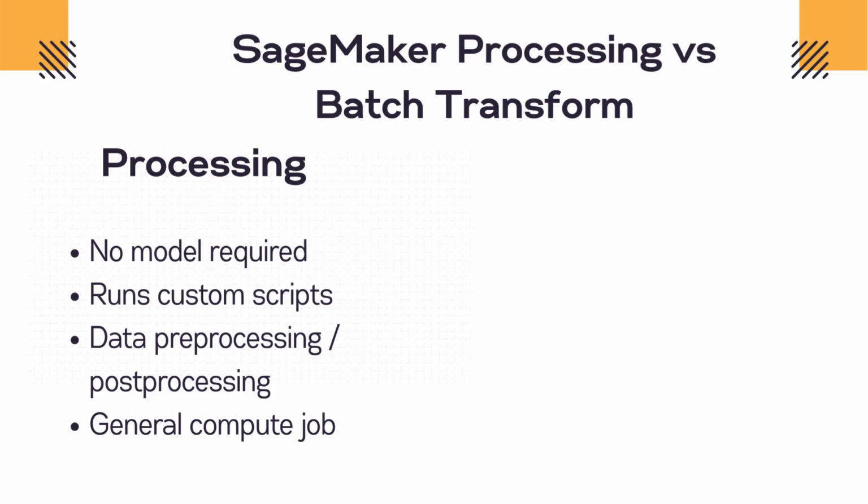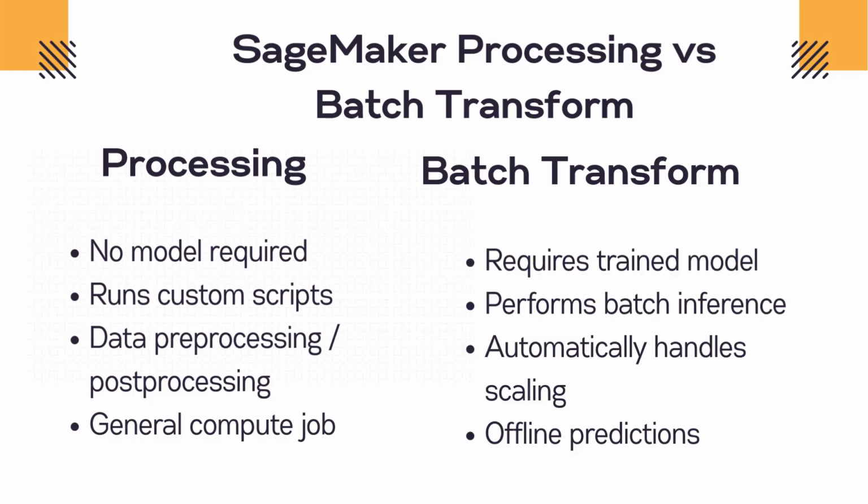SageMaker Processing is used for data-related workloads. You can run custom Python, Spark, or scikit-learn scripts. It does not require a trained model. Batch transform, on the other hand, is specifically for inference. You must already have a trained model. It performs large-scale predictions on data stored in S3. So the simplest mental model is this. Processing prepares data. Batch transform generates predictions.